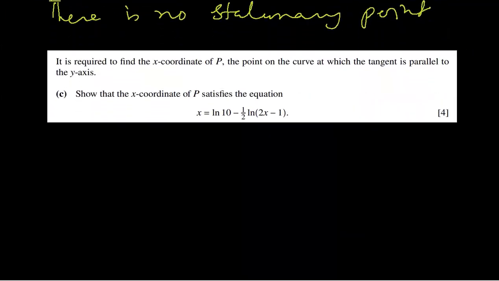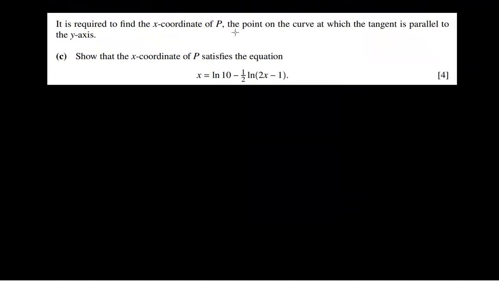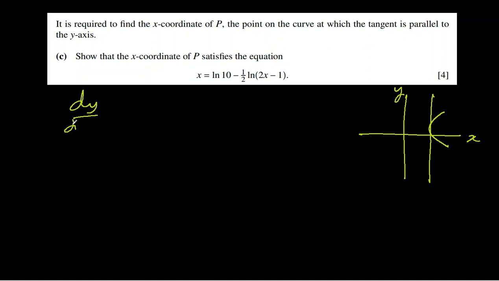However, it is required to find the x-coordinate of P, the point on the curve at which the tangent is parallel to the y-axis. Let's see. This is the x-axis, this is the y-axis. That means the tangent is parallel to the y-axis, so the curve is something like this, which is not actually a function, right? But what is the gradient of this vertical line? dy over dx is undefined. The gradient of a vertical line, which is the gradient of the tangent, is undefined.